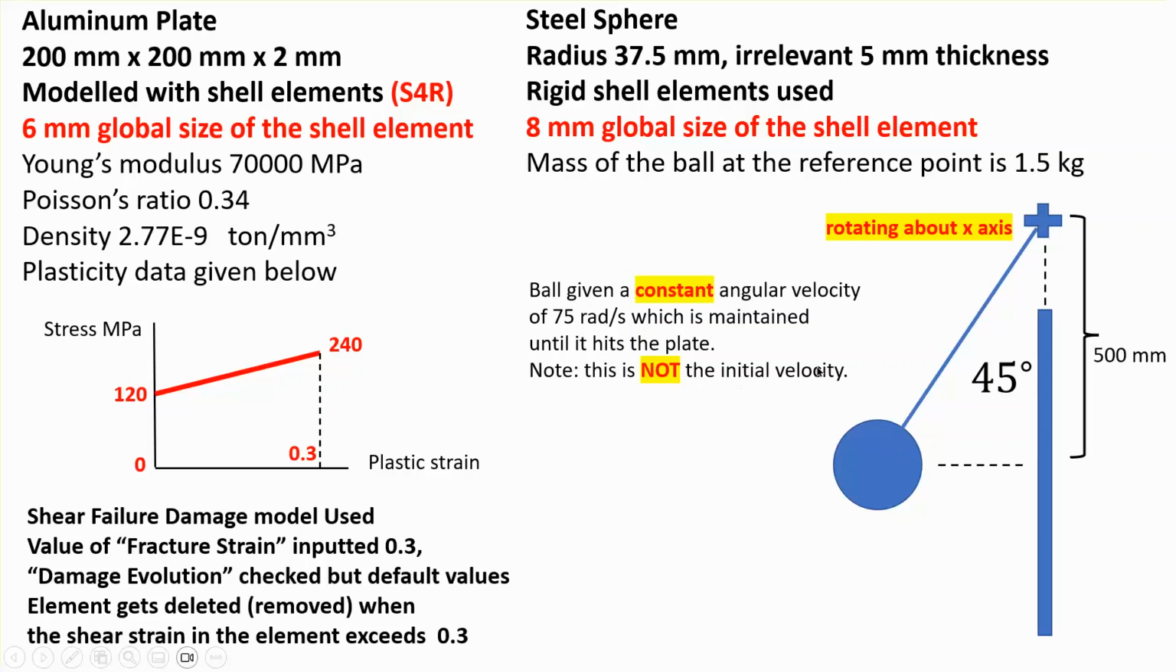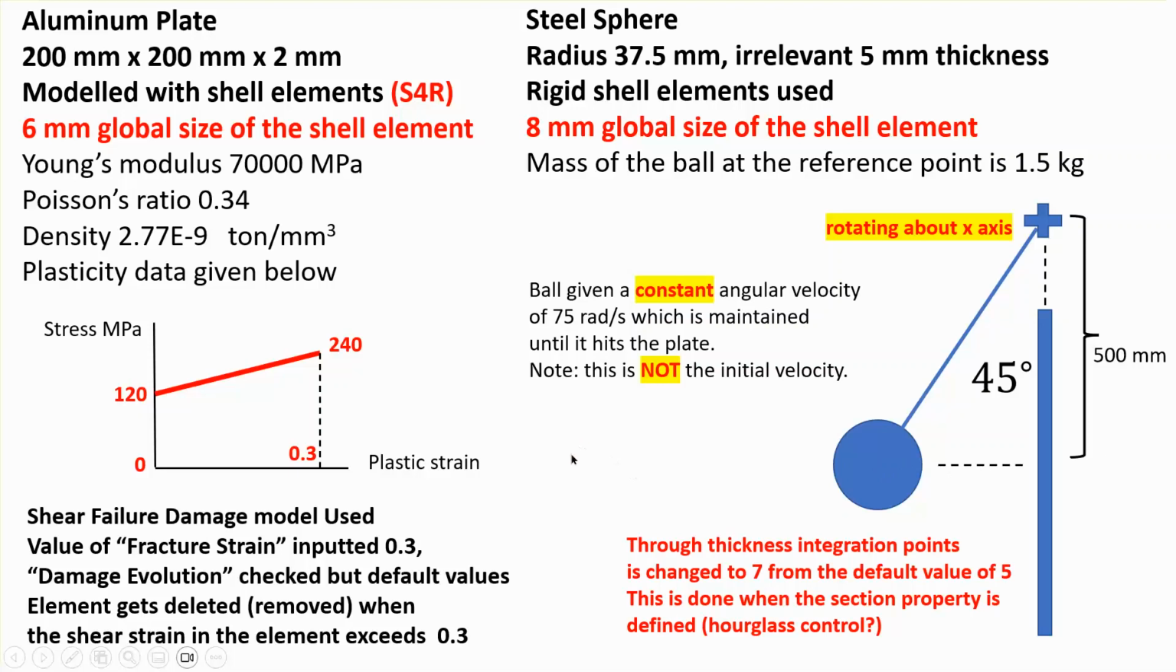Also, the angular velocity of the sphere is a constant 75 radians per second. This is not the initial velocity; it's the constant velocity. So that means that even when it hits the plate, it keeps going. It doesn't slow down. It keeps going at that angular speed.